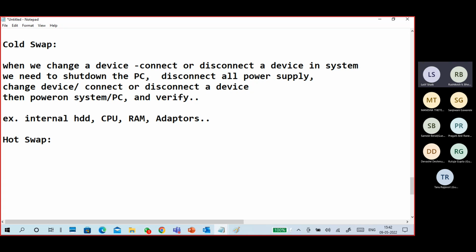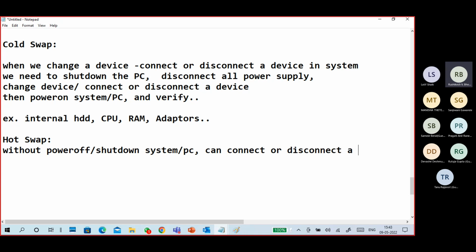Hot swap means, without power off or shutting down the system, PC, or laptop, whatever it is, you can connect or disconnect a device. Okay. Example, USB pendrive. You don't need to restart your PC. USB pendrive, the best example is USB only.